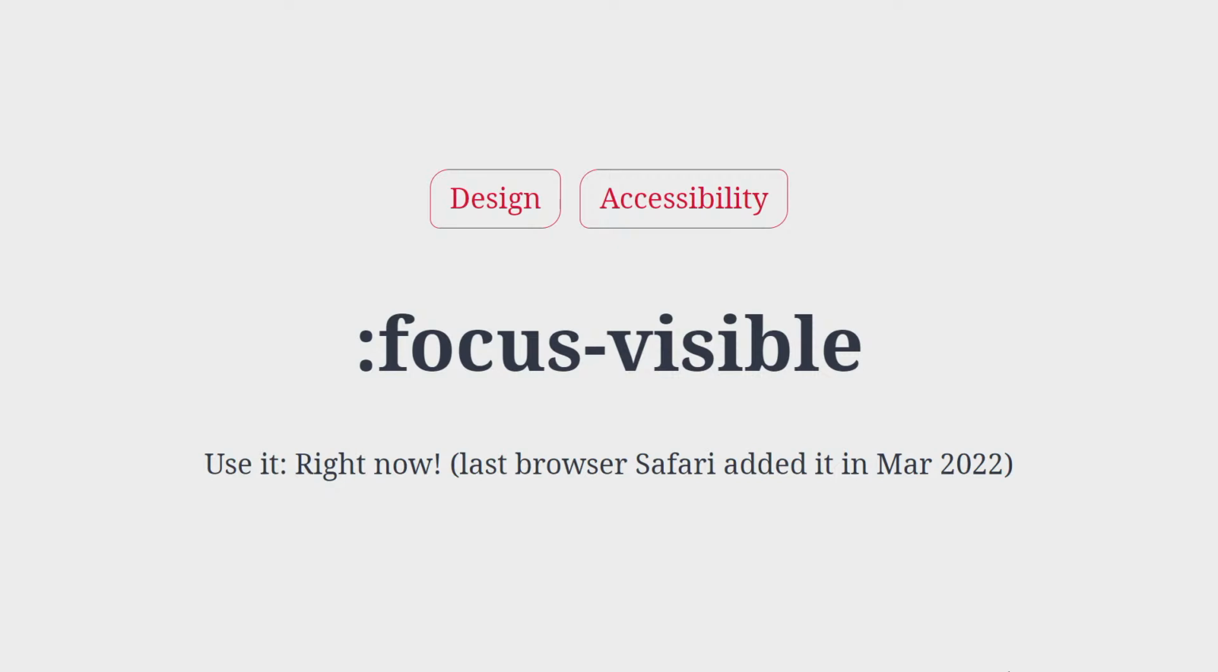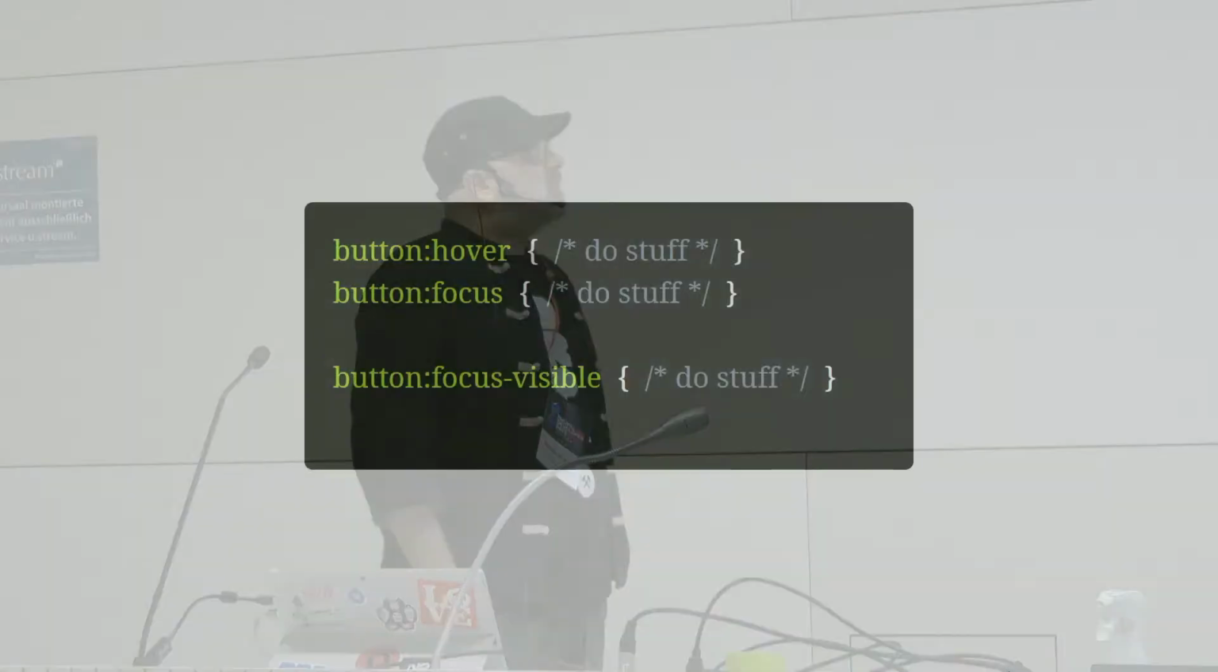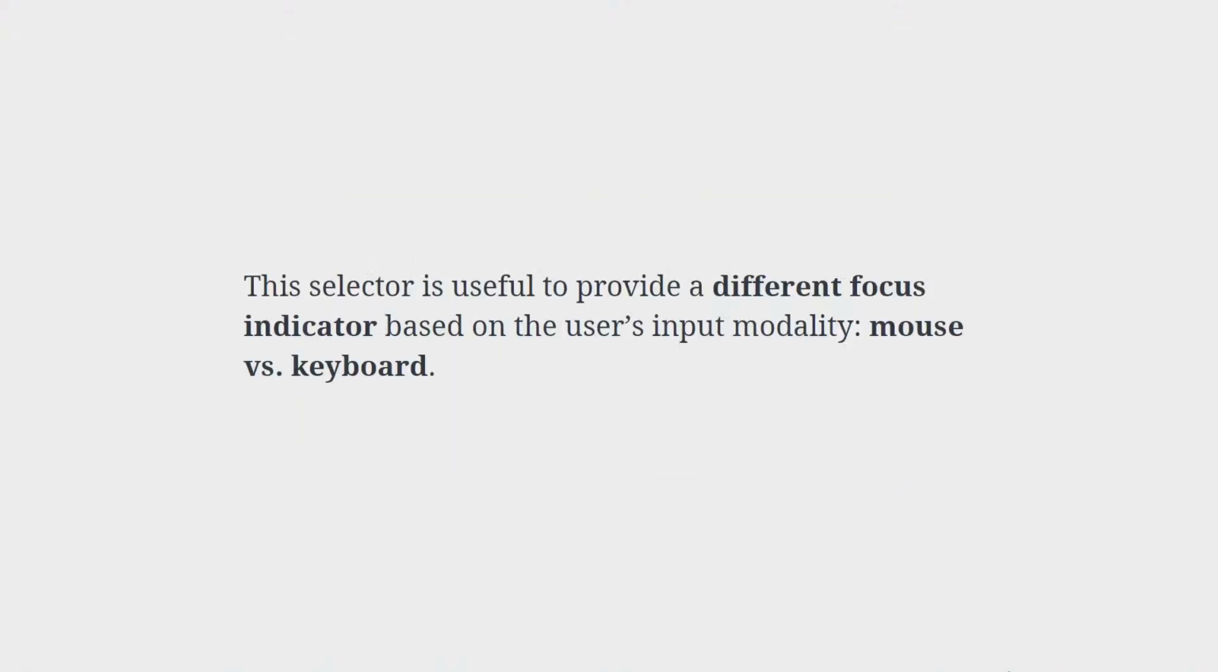Then we have focus-visible. I have a feeling not everybody knows about it. The last browser to add it was Safari in March last year. Focus-visible is something you can use instead of focus. The difference is you can now differentiate between mouse and keyboard. Why do you want to do this?